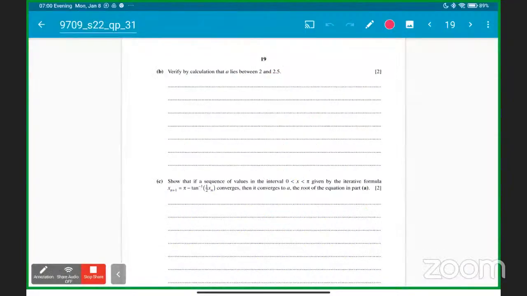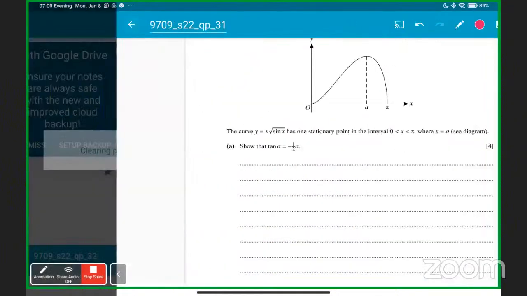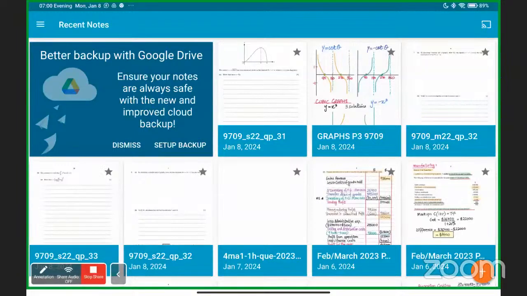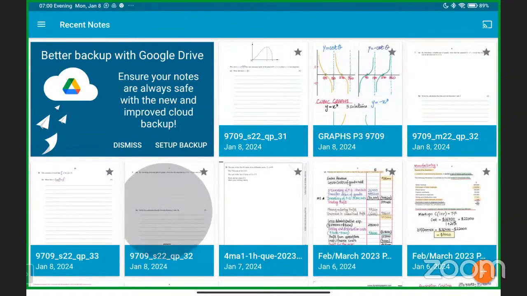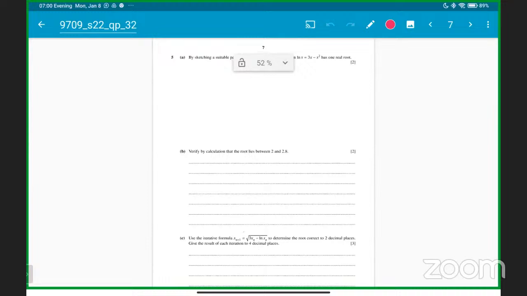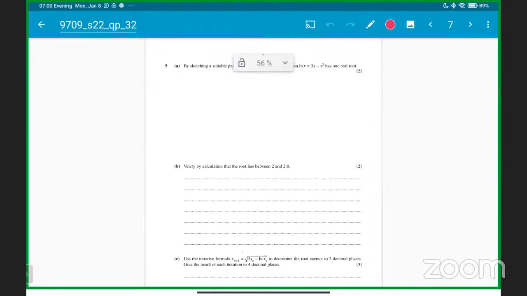Bismillahirrahmanirrahim. So we will be doing questions on numerical solutions that we started. And let's start the questions of 2022 topical past papers, okay? So here we have numerical solutions.